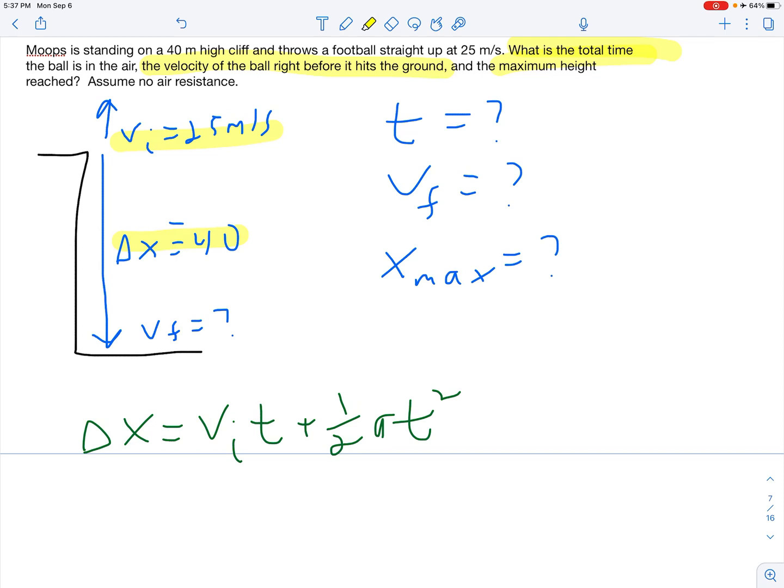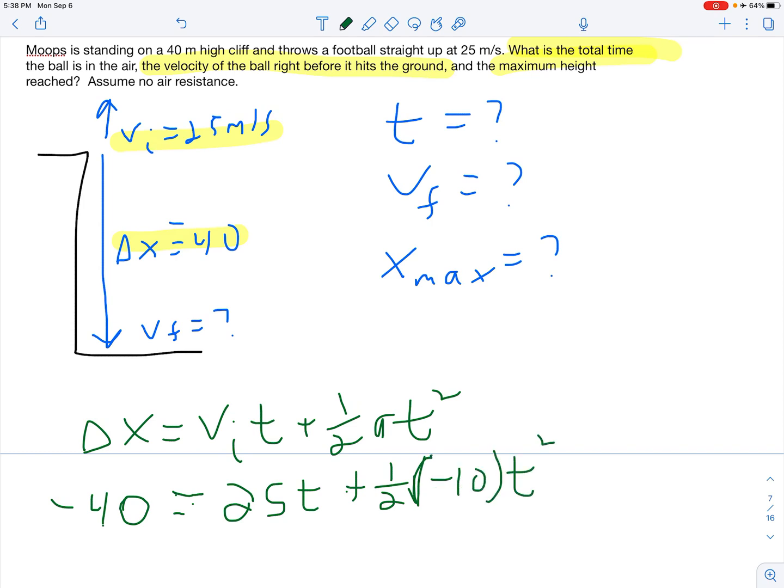So let's see. I would have negative 40 equals, oops, pen's not working. Let me try that again. 25t plus 1/2 A, which is negative 10t squared. So I see I have a t and a t squared here. I see I'm going to get a quadratic.